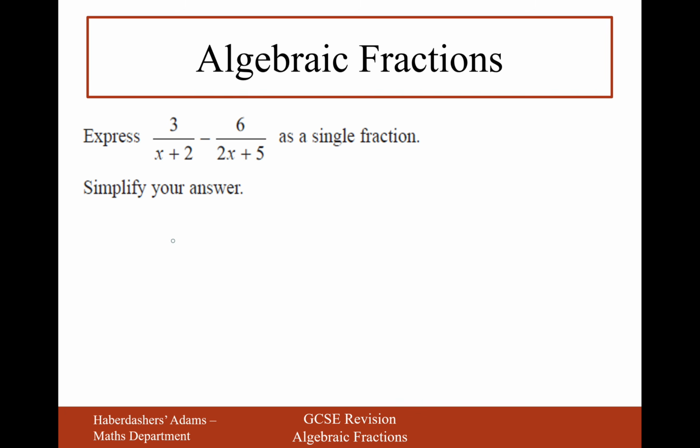Okay, so with this question here, we're going to create common denominators first. It's always the first step with these kind of questions here. x + 2 and 2x + 5 will be the common denominator on both of them, so let's just write that out.